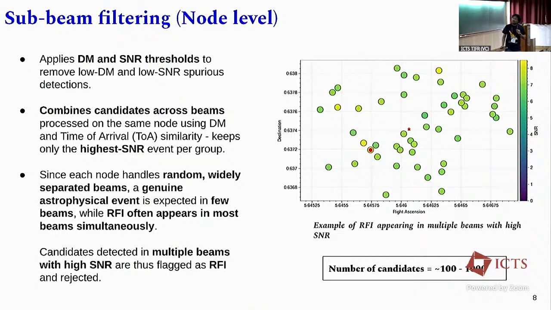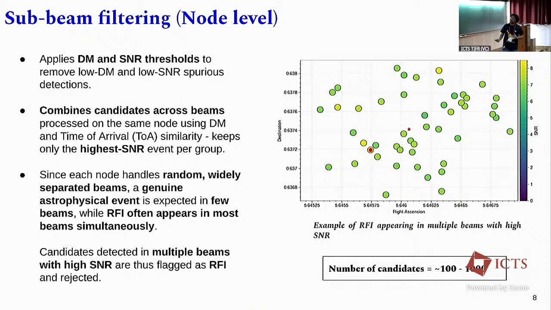And the one RFI rejection technique that we are doing here is a kind of anti-coincidence filtering, where the beams that are given to a particular node to process are not sequential beams. We give beams to each node which are quite random and separated in space. So each node is basically processing beams which are far away from each other. And if there is a true genuine astrophysical source, it should be in close by beams only. It should not be all over the place. Whereas RFI will be all over the place with a strong signal to noise ratio.